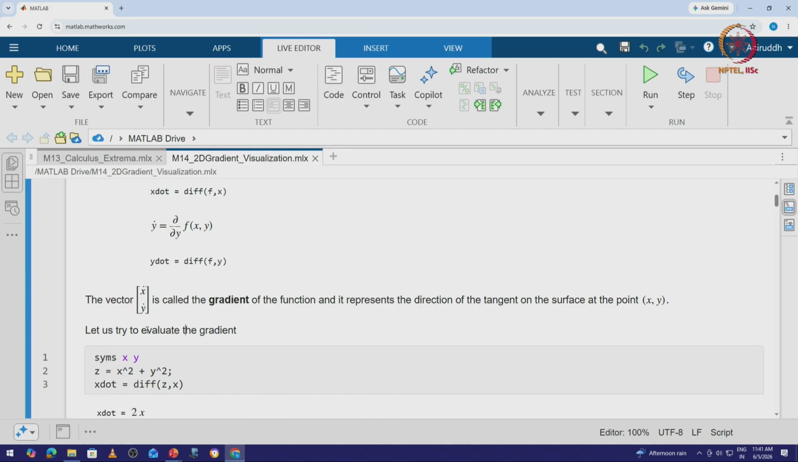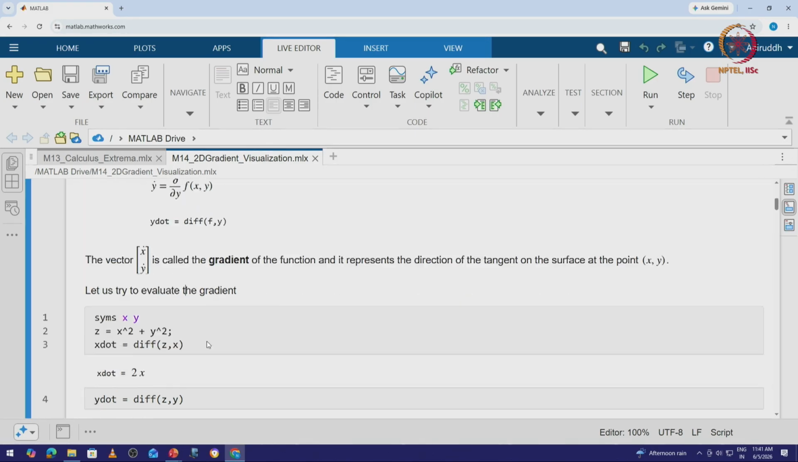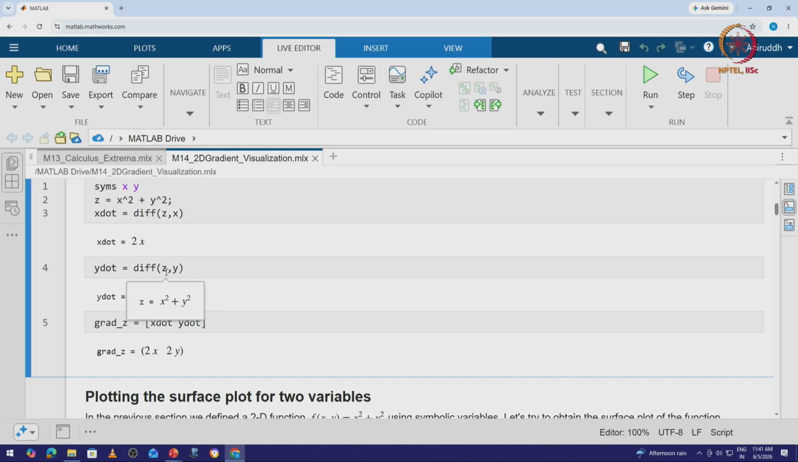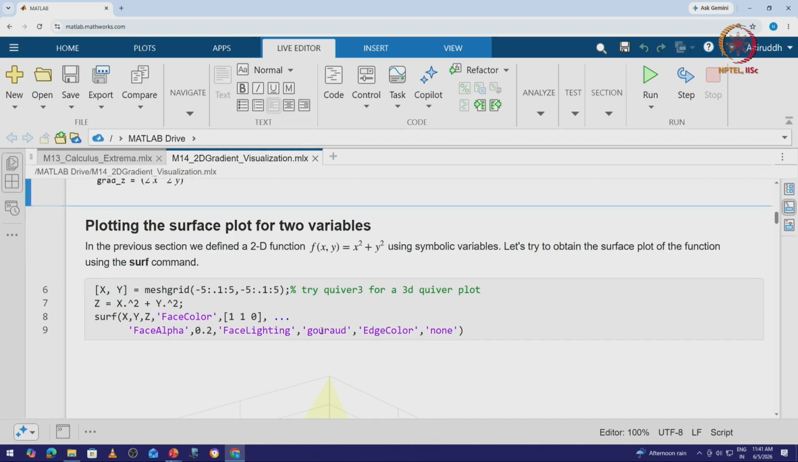Now let us try to evaluate the gradient. SYMS xy is essentially trying to define the symbolic variables xy. Z is given as x square plus y square, which is z is a function of x and y. X dot is the differentiation of z with respect to x. Y dot is the differentiation of z with respect to y. When we get the gradient, which is a gradient z, it is essentially defined as x dot and y dot, right.